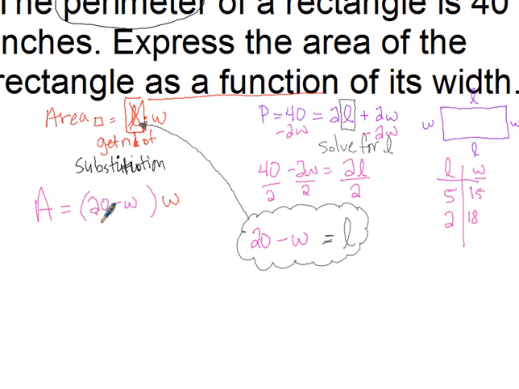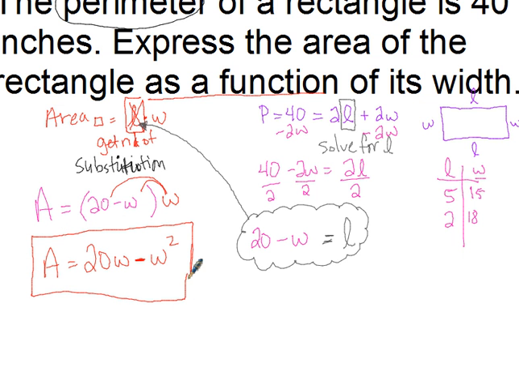So we substitute 20 minus W into here. And now when I finish by distributing, I get a single area equation with just W as my variable. And that's exactly what I want to do when I'm writing an equation as a function of a single variable. It starts off with a 2-variable formula and it ends up with a 1-variable formula. Okay, so that's the gist, that's the idea.